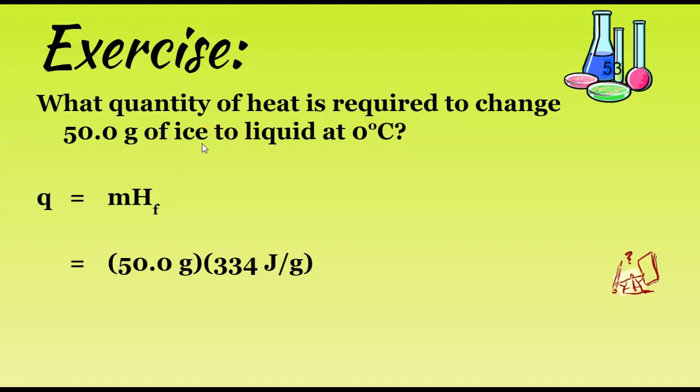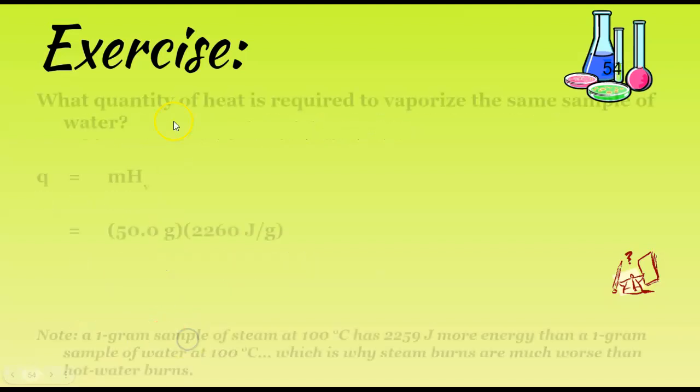All I need to do is plug in the numbers. I've got 50 grams for my mass. Heat of fusion of ice or water is 334 joules per gram. Multiply those together, you get 16,700 joules. Cool.